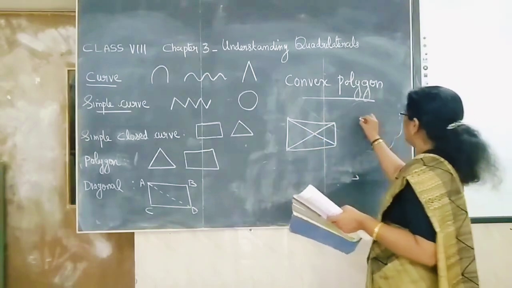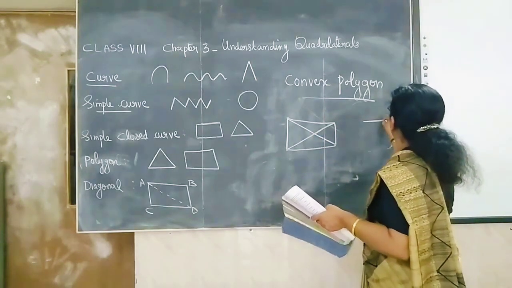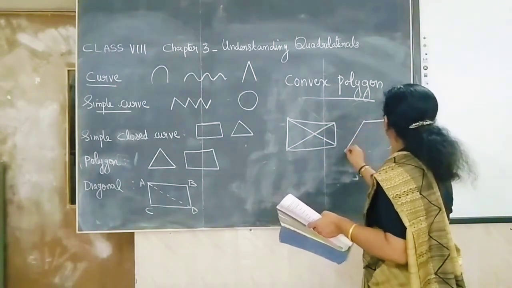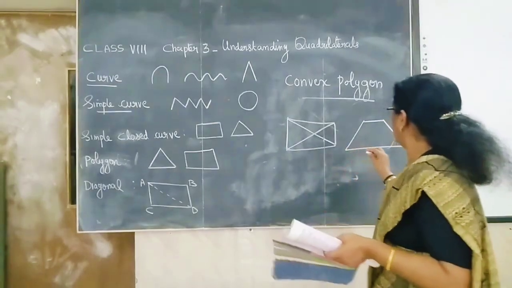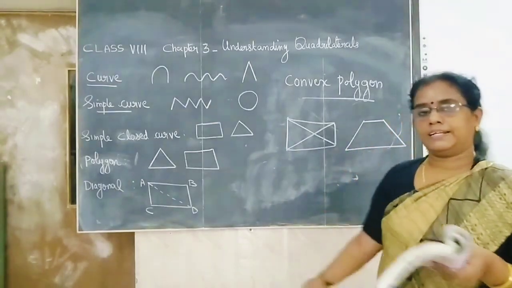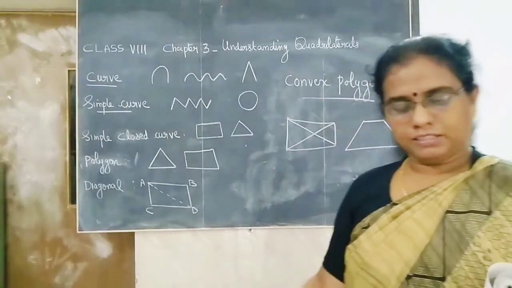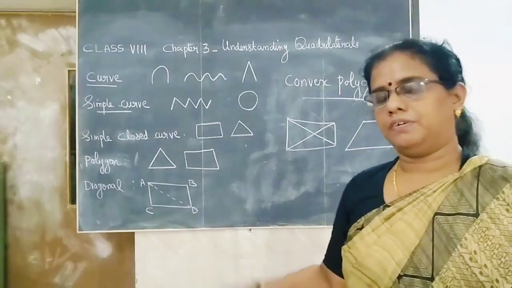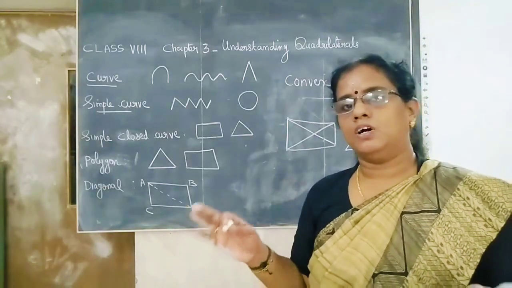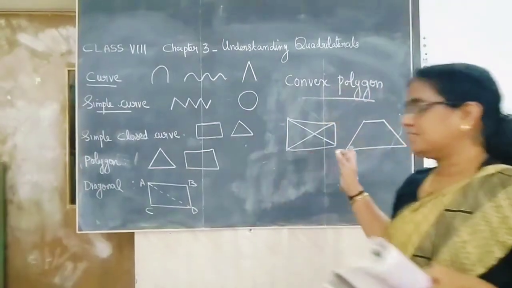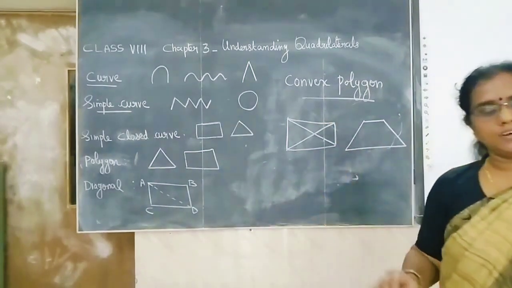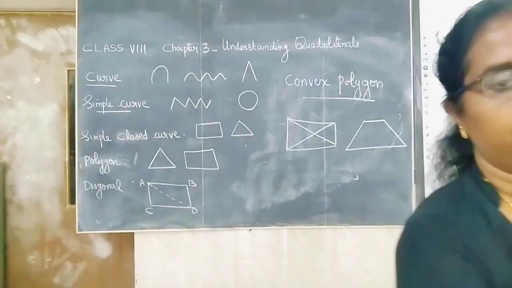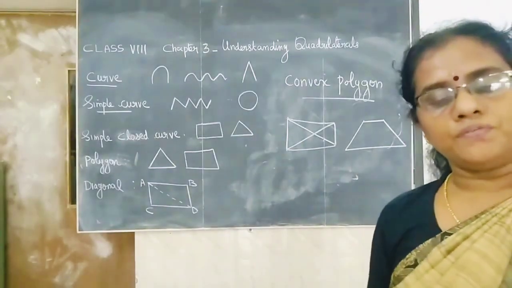Now the next one. In this figure also, when you are drawing diagonals, all the diagonals will come inside. If you are in a pentagon, hexagon, all these types of polygons, when you draw the diagonals, they will be inside the figure. These types of polygons are called convex polygons.